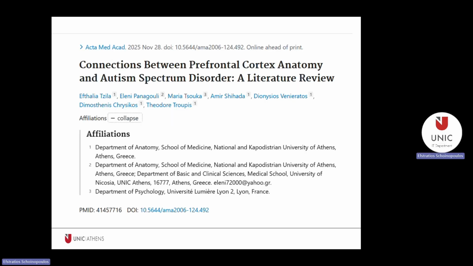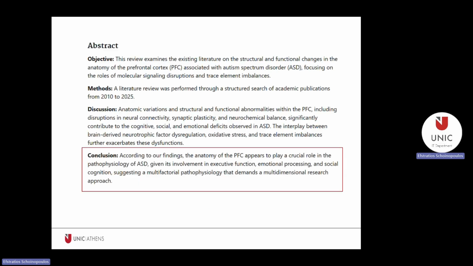In addition to what I have just mentioned, I'm presenting a recent publication. It has been conducted in collaboration with the Department of Anatomy of the School of Medicine of the National Kapodistrian University of Athens. The title is Connection between Prefrontal Cortex Anatomy and Autism Spectrum Disorder. According to our findings, the anatomy of the prefrontal cortex appears to play a crucial role in the pathophysiology of ASD. And I would like to point out again that this is an initial study.